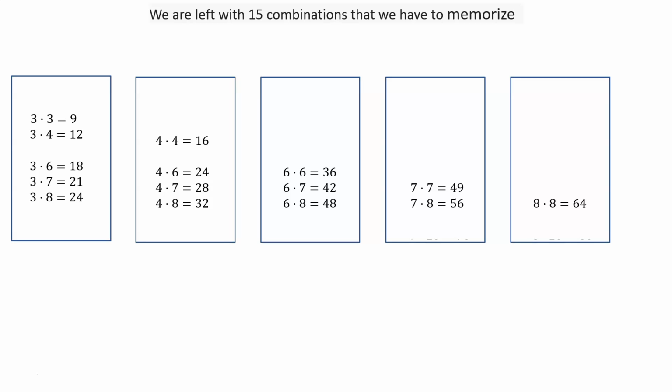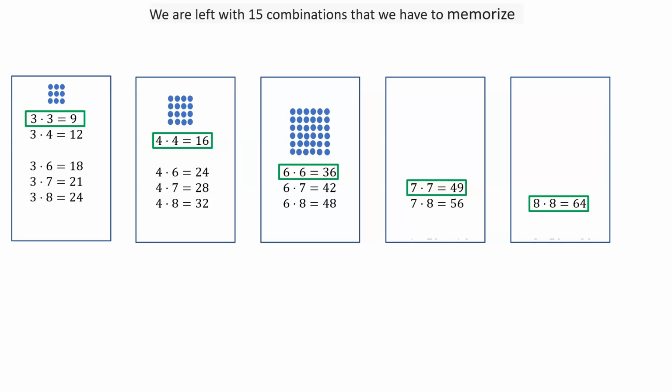And of these again, the easiest to memorize are the so-called square numbers. 3 times 3 equal to 9, 4 times 4 equal to 16, 6 times 6 equal to 36, 7 times 7 equal to 49, and 8 times 8 equal to 64. We call these numbers complete squares.